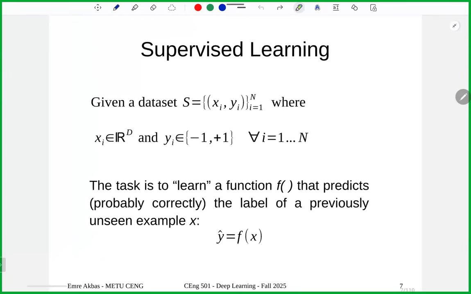The task of supervised learning is to learn a function f that predicts, probably correctly, the label of a previously unseen example. So we are going to see this expression a lot. The f is called the model, x is the input. The model takes the input and produces some prediction, y hat. As you know, it's convention to put the hat when it is an estimation or prediction. So the model estimates or predicts the label, and these are the ground truth labels coming from the data set.